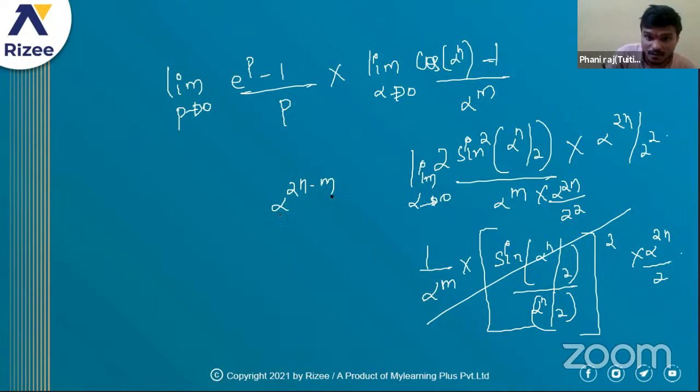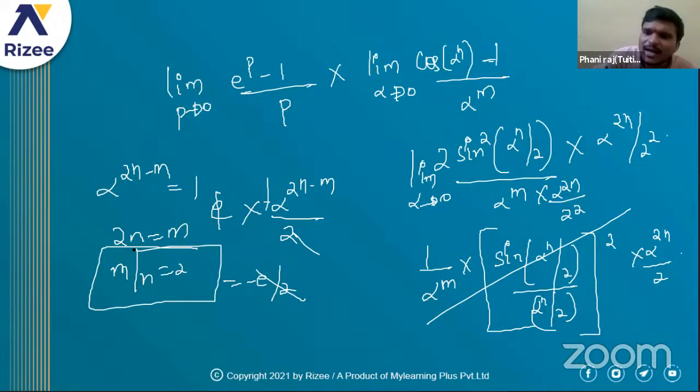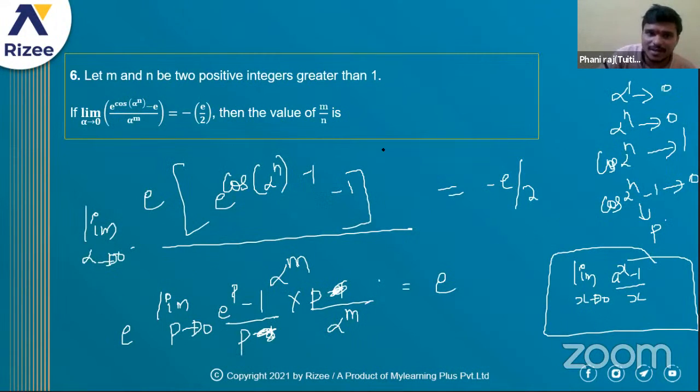Correct. So this is equal to e and this is equal by 2 into, oh, this is minus, no? There is a minus here. And this is e here because when you substitute the limit, you get e. So equating this equal to minus e by 2, this minus will get cancelled, e will get cancelled. So alpha power 2n minus m equal to 1. So 2n equal to m. So m by n must be equal to 2. Clear? m by n is equal to 2.